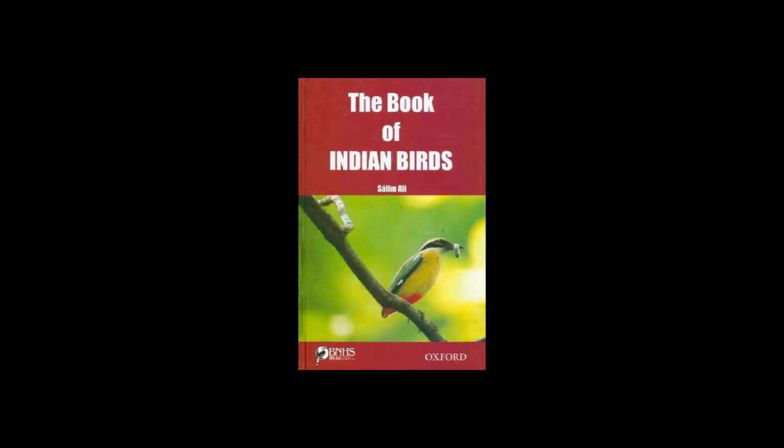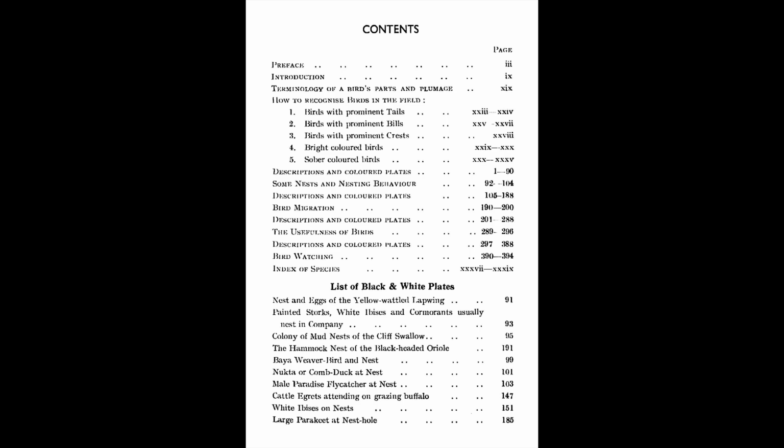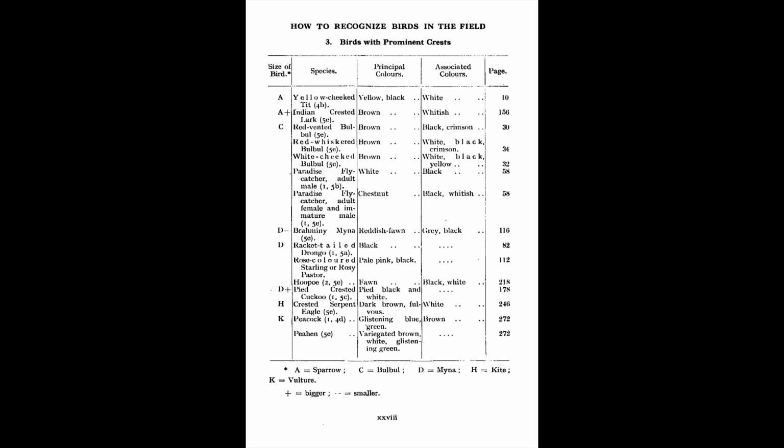Step 3. Now we refer to the Book of Indian Birds by Dr Salim Ali. We go to the section on how to identify birds in the field. We can search in the section of birds with a prominent bill or the birds with a prominent crest. We now arrive at a short list of birds which are about the size of a myna.